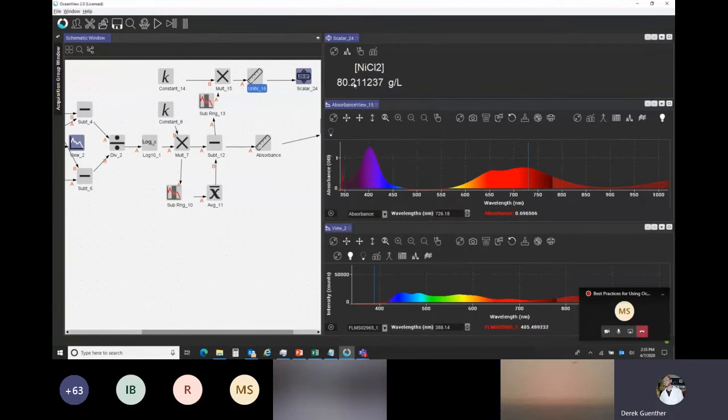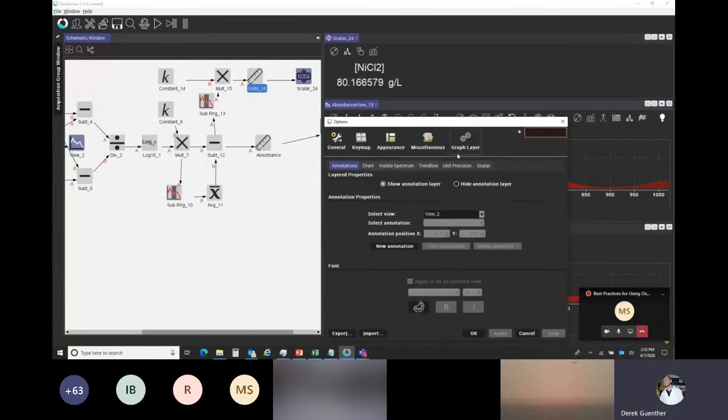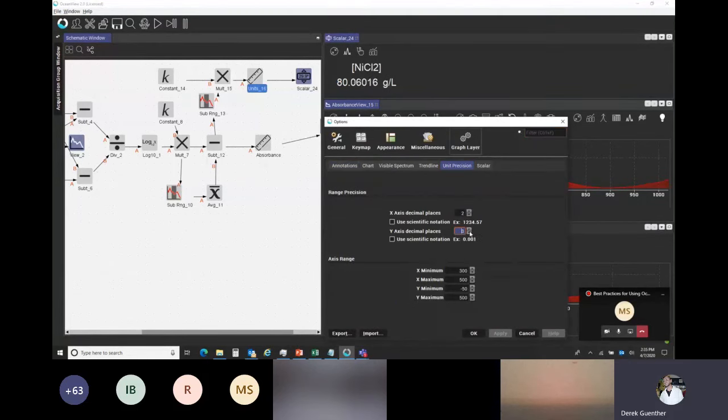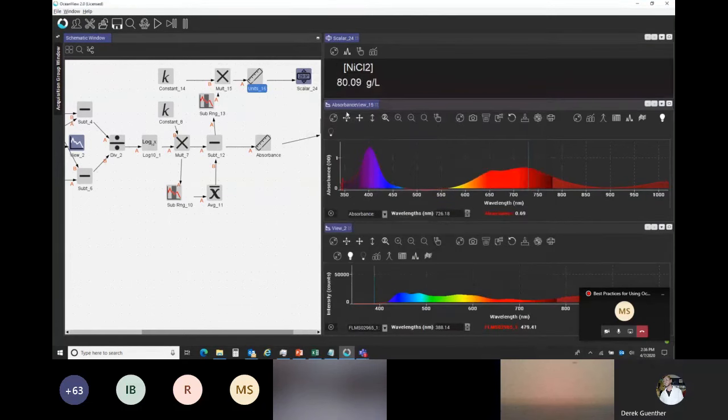Now that's great, except the units, I mean, look at all those decimals. That looks pretty messy, right? So let's go in and clean that up. Let's go to unit precision, dial that down to maybe 2. That looks a little better. All right, now there we go. Now we have a nickel chloride concentration monitor.